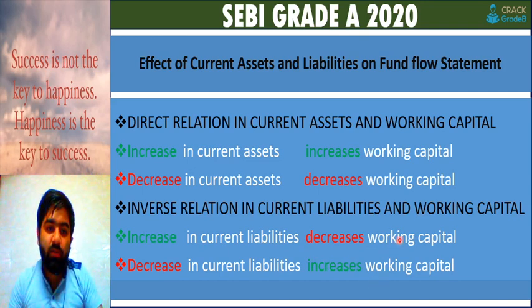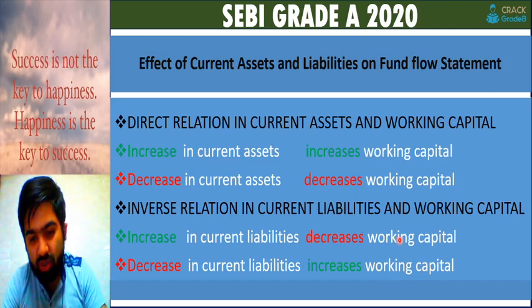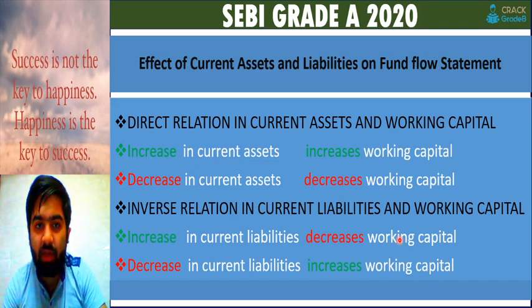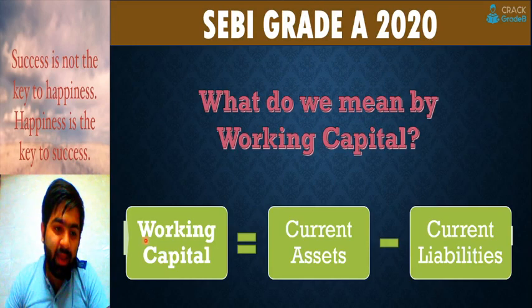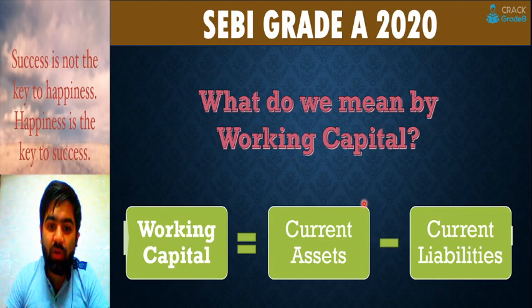So we know there is a direct relationship between current assets and working capital, and an inverse relationship between current liabilities and working capital. Let us understand it from this formula also. We have working capital equal to current assets minus current liabilities. If we apply the mathematical condition, current assets are in addition and current liabilities are in subtraction. Whenever we subtract anything, it leads to a reduction in amount. So obviously current liabilities have an inverse relationship with working capital, and current assets are in addition, so they lead to an addition in working capital, so it is a direct relationship.